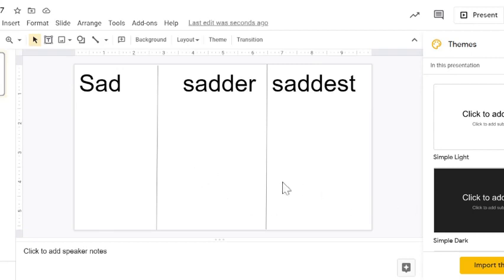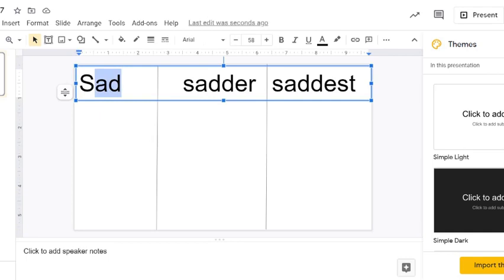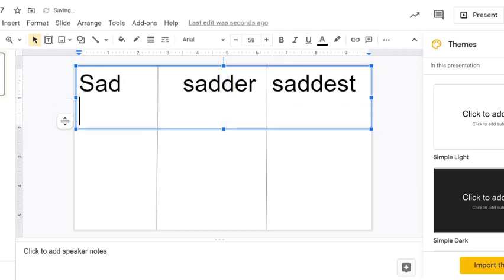Okay, let's see. We can see that sad ends with one vowel and one consonant. Remember, a vowel is A-E-I-O-U, right? So it ends in one vowel and one consonant. So when that happens, you double the final consonant. So you have to double that D before you add the ER or the EST. Because it has a vowel and a consonant, that's why we double it before we add that ending, that suffix.